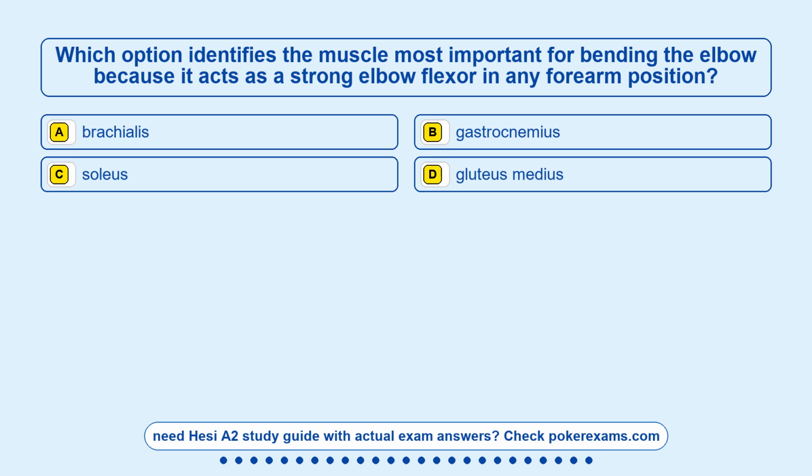Option A, brachialis. Option B, gastrocnemius. Option C, soleus. Option D, gluteus medius. The correct answer is option A, brachialis.